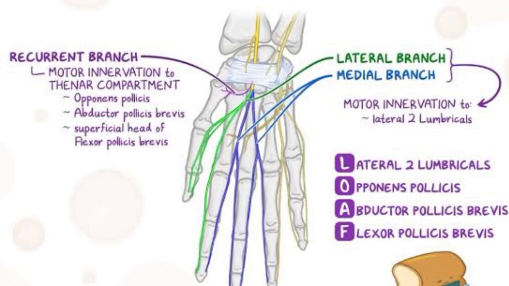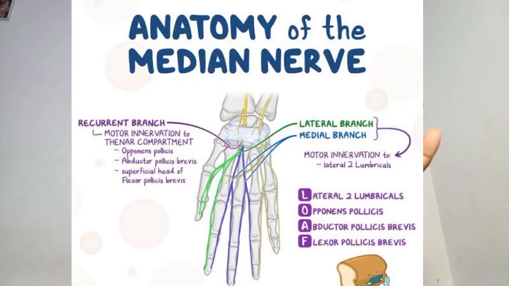So you need to look at those things, the muscles the nerves are innervating. Now let me say something. The recurrent branch will supply the thenar part. We have the thenar and the hypothenar eminence. So the recurrent branch of the lateral division of the median nerve will supply the thenar part. Then the other branch will go and supply the side of the index finger.